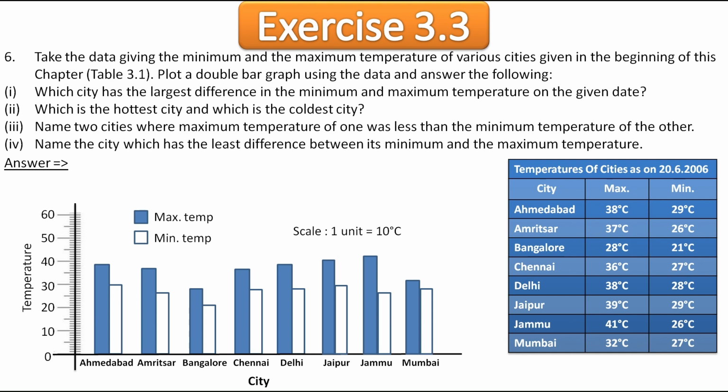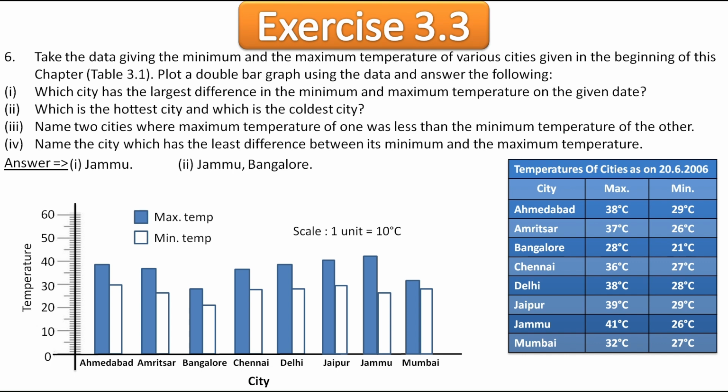You can easily tell that the city Jammu has the maximum difference between maximum and minimum temperature. See here, Jammu has 41 degrees centigrade as maximum and 26 degrees centigrade as minimum. This is the largest difference. Now the next question: which is the hottest city and which is the coldest city? The hottest city is Jammu and the coldest city is Bangalore.